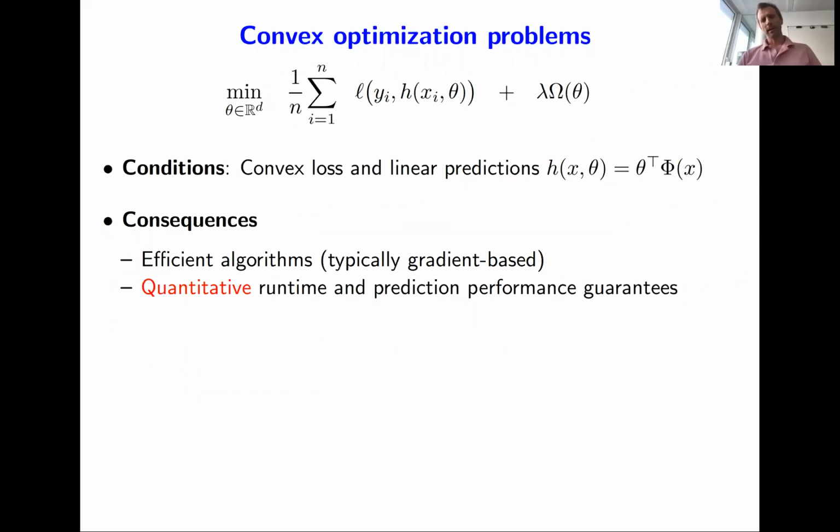So this has led to a lot of work in the last 20 years or more. And the take-home message is that you have efficient algorithms to do that, like various versions of gradient descent or stochastic gradient descent. And you have very strong quantitative runtime and prediction performance guarantees. So before you even run the algorithm, you have an idea of how long it's going to take. Okay? This is true for least squares, true for logistic regression. And so this has led to a lot of nice both algorithmic and theoretical papers.